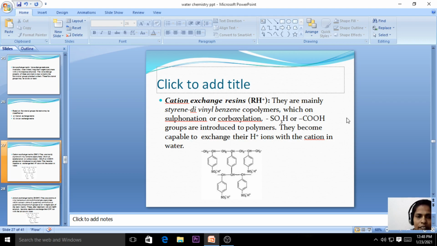See here, it is having the H+ ions. These H+ ions are able to exchange Ca2+ and Mg2+ in the water sample. So simply, the cation exchange resin is nothing but the resin which exchanges cations in the water sample with H+. This cation exchange resin is made of styrene divinyl benzene copolymers. So this is the copolymer structure. These benzene rings are linking with each other. This is the three-dimensional, cross-linked structure. This benzene group is having SO3H groups. These H+ ions are replaced with Ca2+ and Mg2+.